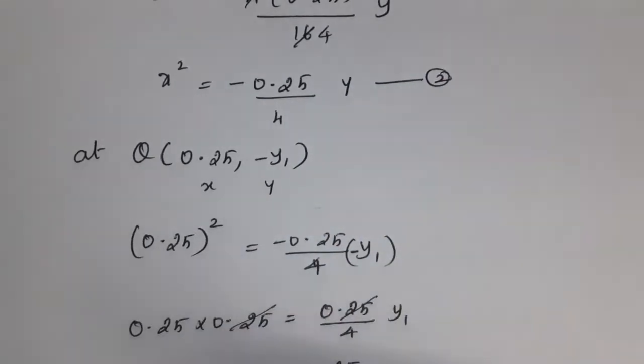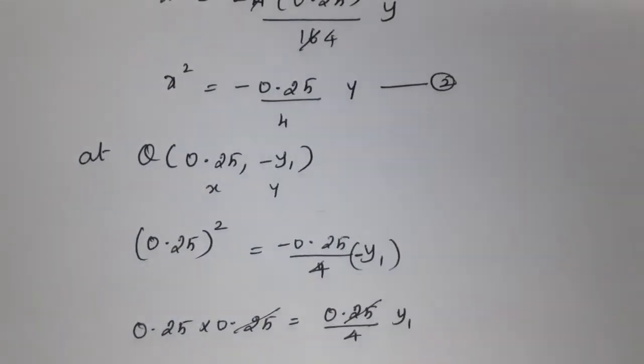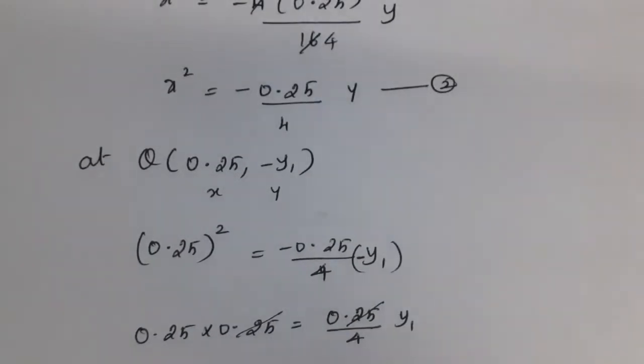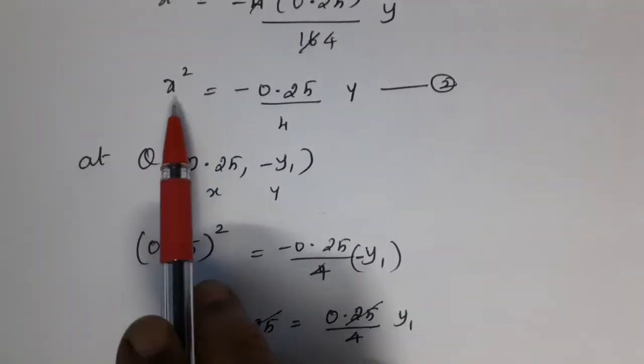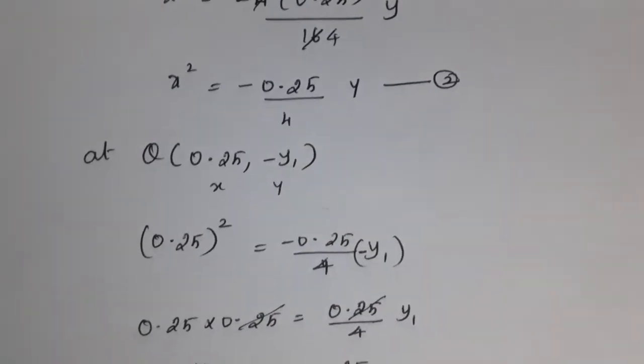What is the first step? A point is substituted in the downward parabola x square equals minus 4y. Using the x and y values, substitute for x and y. We first find the a value. After finding the a value, again substitute in equation 1. We get x square equals minus 0.25 by 4 into y.